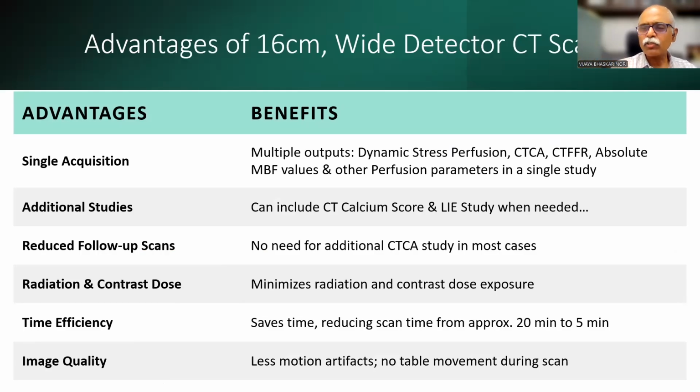You can quantify stenosis. You can quantify absolute myocardial blood flow value also. So by just doing a single stress myocardial perfusion study in a properly tailored study, you can get everything in a single study. That means stenosis quantification and perfusion. So that is the advantage of having a 16 centimeter scanner.